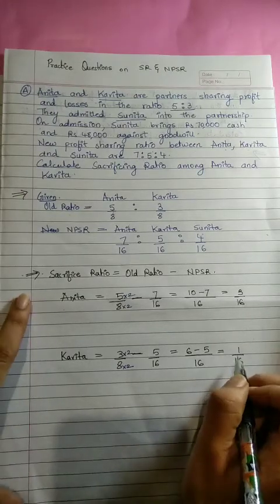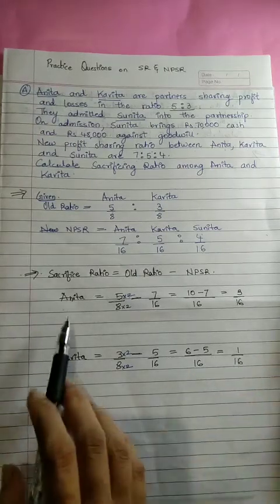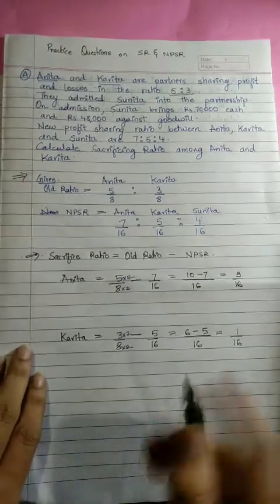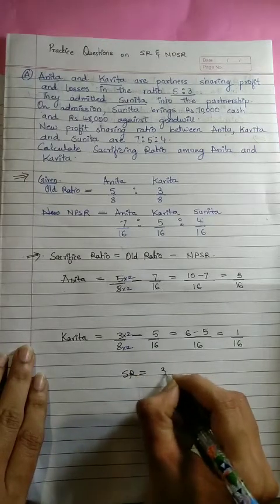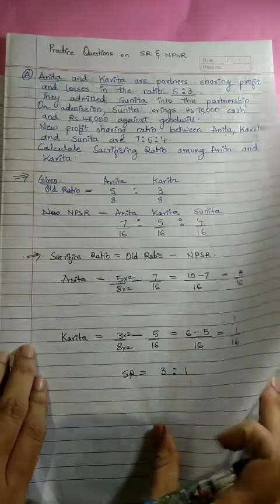Okay, so now we have calculated the sacrifice ratio of the old partners, that is Anita and Kavita. That is 3 is to 1. So the sacrifice ratio of the old partners is 3 is to 1. Okay, then we will take another problem.